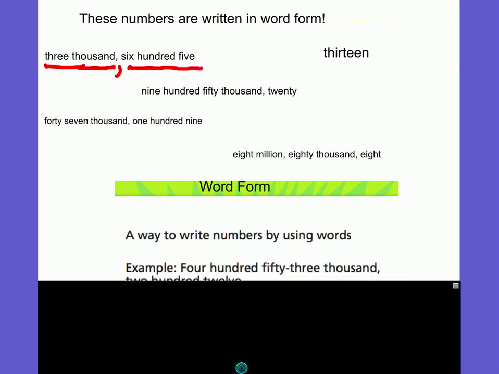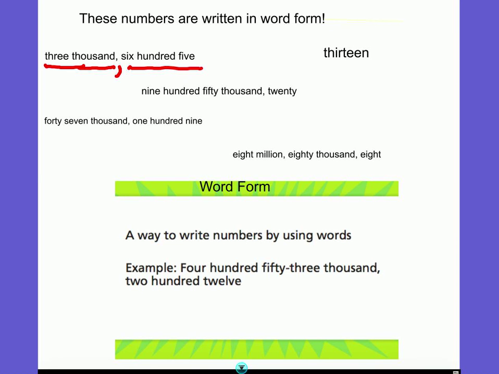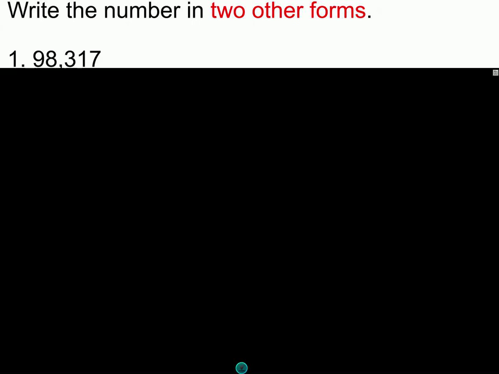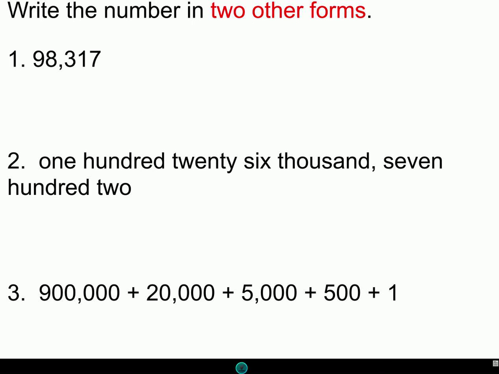So let's show you. This is word form, right? All right, let's continue. All right. So let's read directions. Write the number in 2 other forms. So first we have to identify what form we have, and then we can do the other 2. So remember, there's standard, expanded, and word. Right?